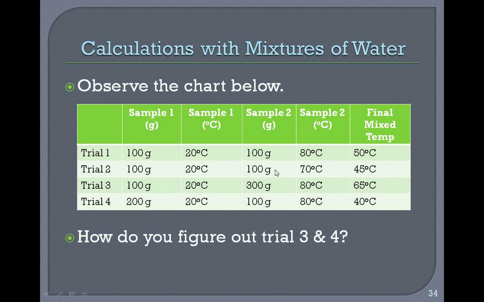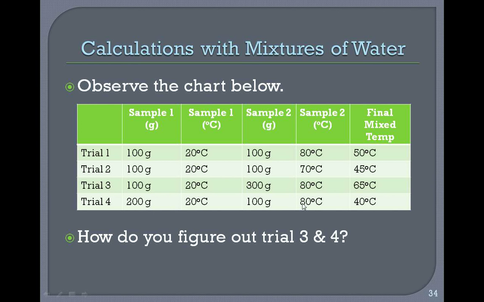This next trial has 100 grams in this beaker, 100 grams in that beaker, so the mass is the same again. So the final temperature will be in the middle of 20 degrees and 70 degrees. So 70 plus 20 is 90, and half of 90, since there's 2 of them, is 45 degrees. It gets changed up, though, a little bit with trial 3 and trial 4 because the masses are not the same. You can look at trial 3 and say, aha, it arrives at 65 degrees. That makes sense that the final temperature is closer to 80 degrees because there's more mass in that second beaker as opposed to this one.